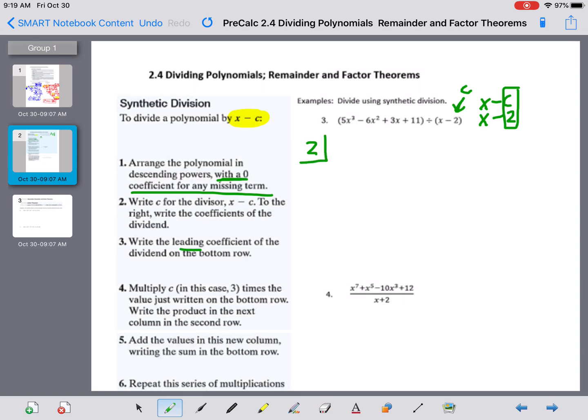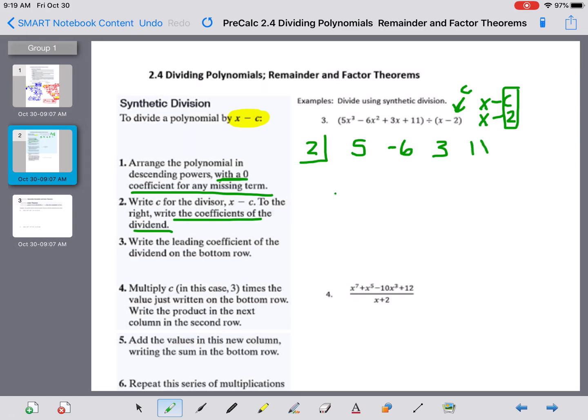And now we're going to write the coefficients of the dividend all the way across. So just the coefficients. We're ignoring the x's and stuff. So my x cubed is 5. My x squared is negative 6. That negative is so important. Do not drop that sign. My x is positive 3. My constant is 11. So I put all of those across the top.